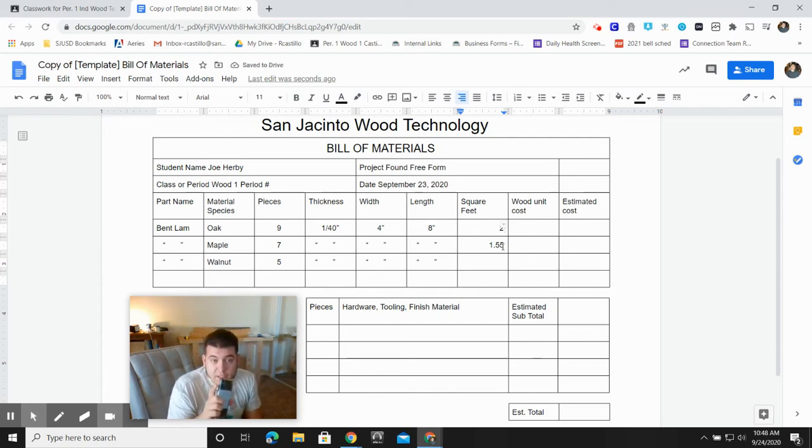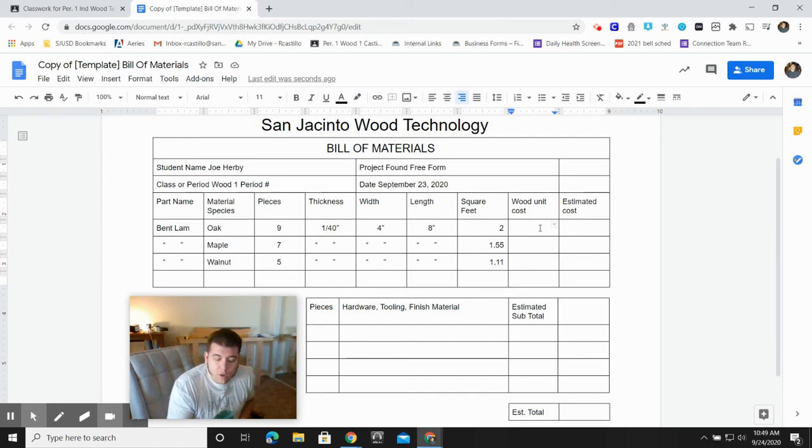Again, there's a different number of pieces. 5 times 4 times 8 divided by 144. 1.11. Perfect. At San Antonio High School, this isn't how much veneer costs, but it is how much hardwood costs. So we're going to use hardwood unit cost. It's completely wrong, but we just need a value to multiply by.